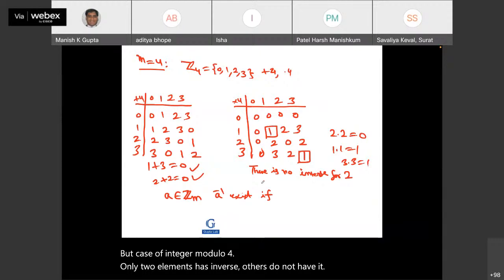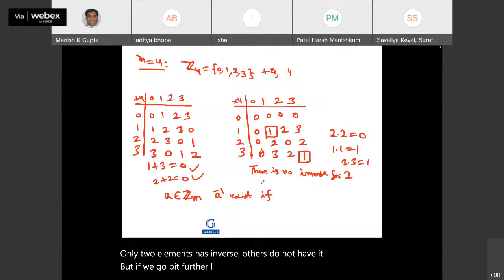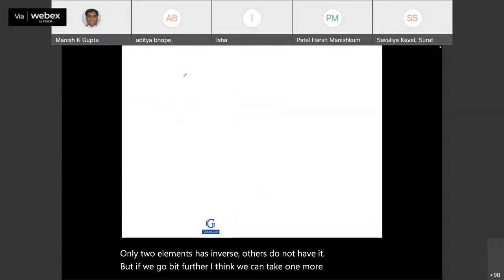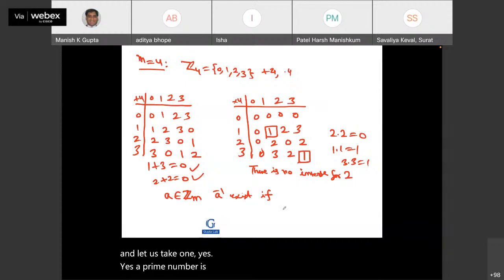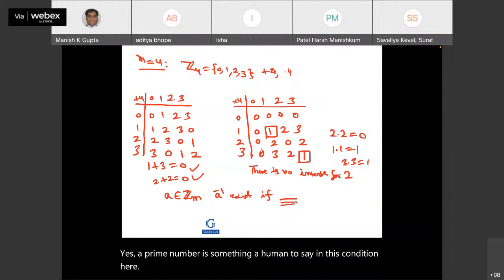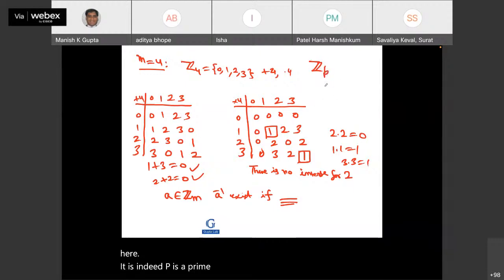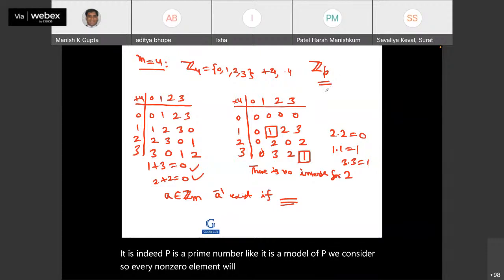But if we go a bit further, I think we can take one more example here. Yes, one question: is there anything to do with prime numbers here? Yes, prime number, is that something you mean in this condition here? No, I mean the inverse does exist for prime numbers. If p is a prime number, like integer modulo p, every non-zero element will have an inverse. But there is a reason actually.